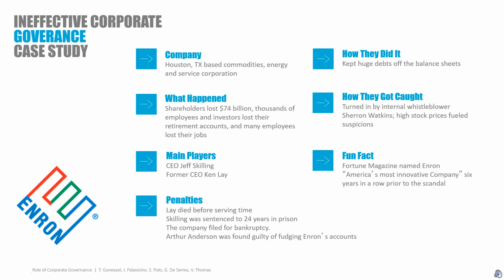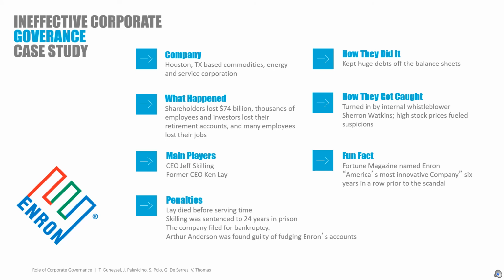What happened? By the time Enron collapsed, Enron shareholders lost $74 billion in assets. 20,000 employees lost their jobs, and $2 billion was lost in retirement funds. How did they do it? CEO Jeff Skilling and Ken Lay started losing money and accumulating debt. And instead of cutting their losses, they decided to use accounting tricks that kept that debt off the books.